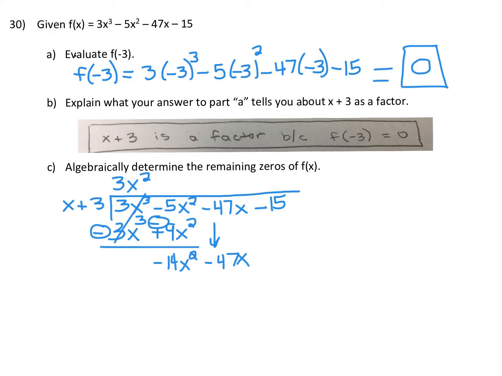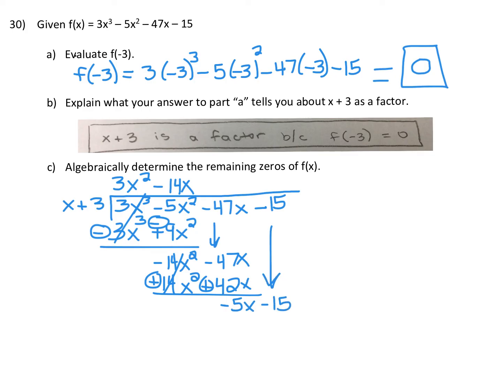What do we multiply x by to give us negative 14x squared? Negative 14x. So that's what goes on top here. So then negative 14x times x is negative 14x squared. And then negative 14x times positive 3 would be negative 42x. So we're going to change our sign and circle, change our sign and circle. All right, so these cancel off. And then when I combine like terms, negative 47x plus 42x is negative 5x. And let's bring down the negative 15.